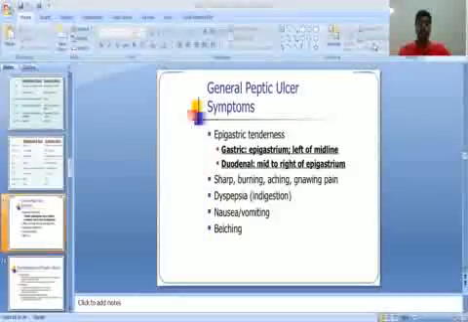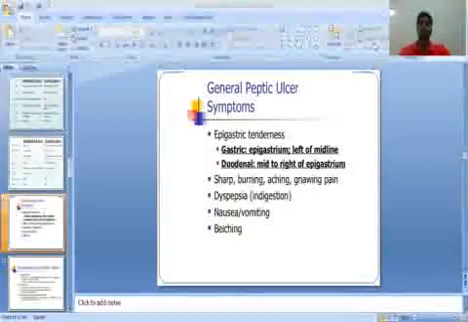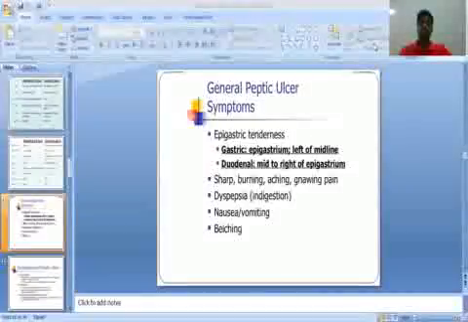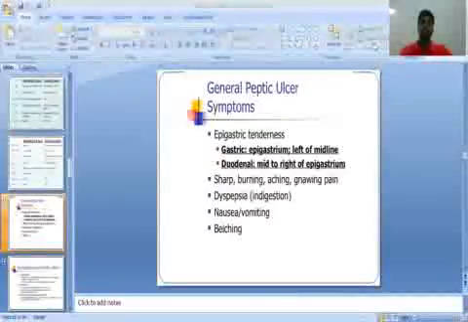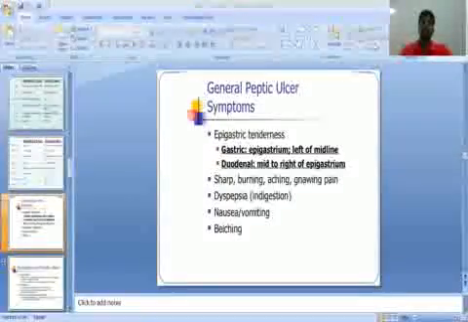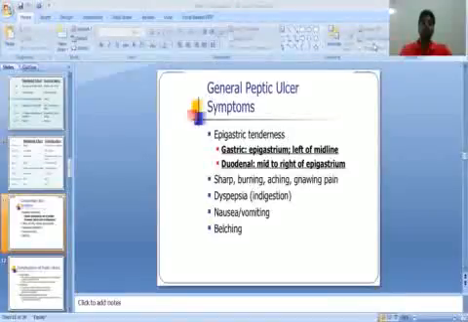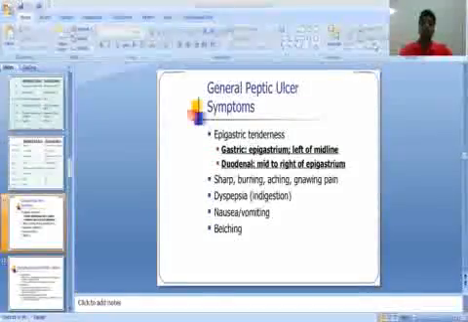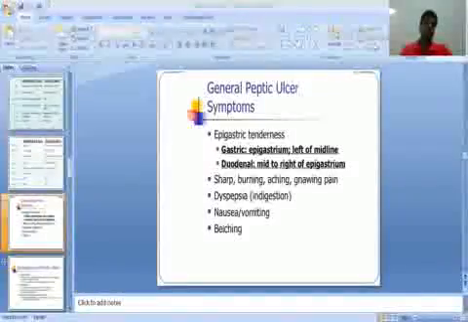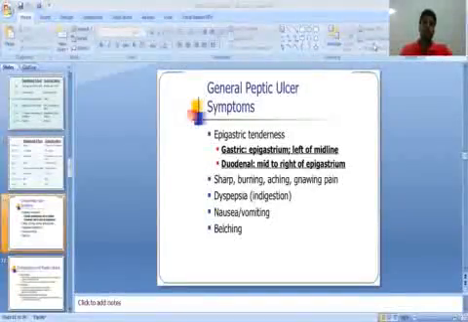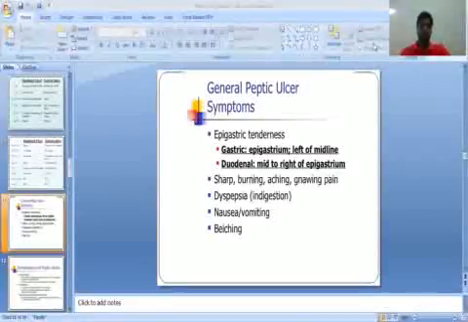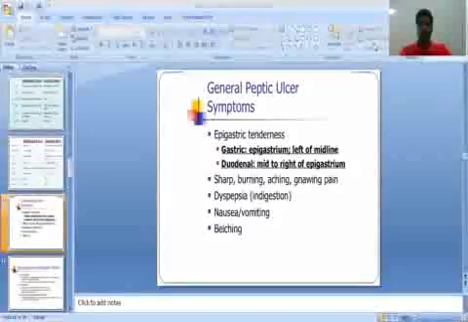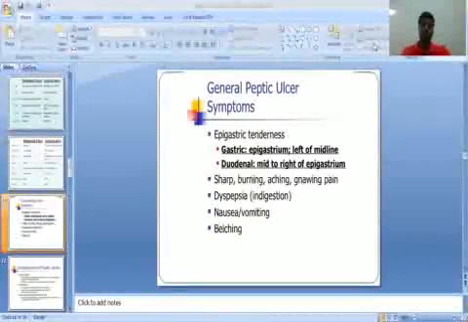In the previous class, we discussed the anatomy of the stomach, then pyloric stenosis, and peptic ulcer part 1. In today's peptic ulcer part 2, we discuss general symptoms of peptic ulcer, complications of peptic ulcer, diagnosis of peptic ulcer, and general management of peptic ulcer. Let's begin.